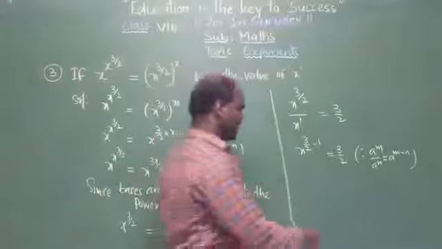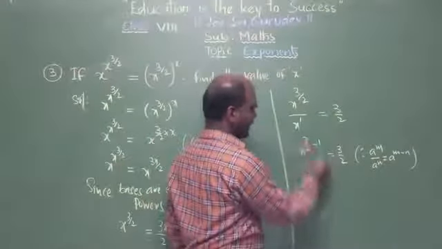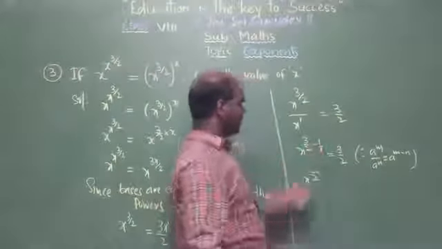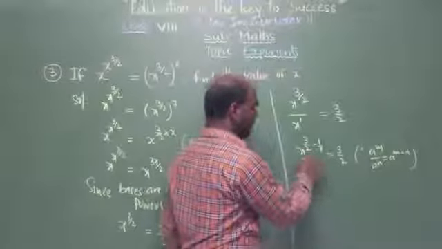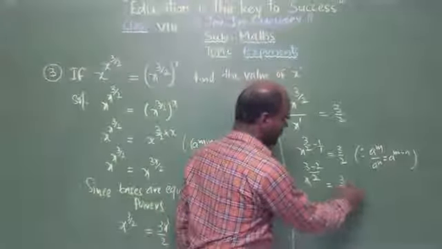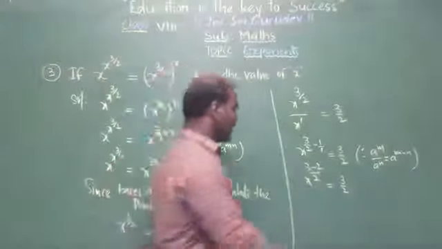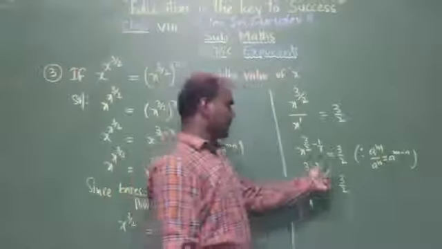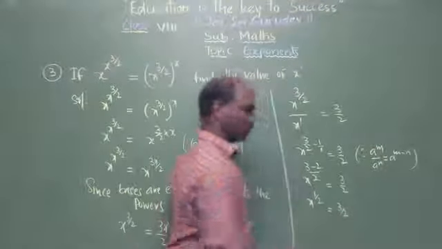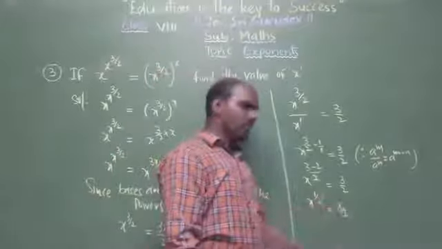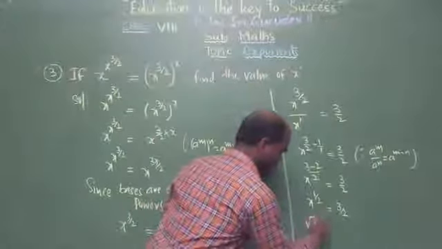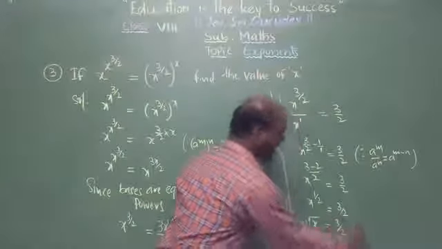So then for the power you take the LCM as 2, that is by 1. So 2 becomes the same, 3 minus 2 is 1, so 1 by 2 is equal to 3 by 2. So x power 3 minus 2 is 1 by 2, equal to 3 by 2. What is the meaning of x power 1 by 2? It means square root of x, which is equal to 3 by 2.